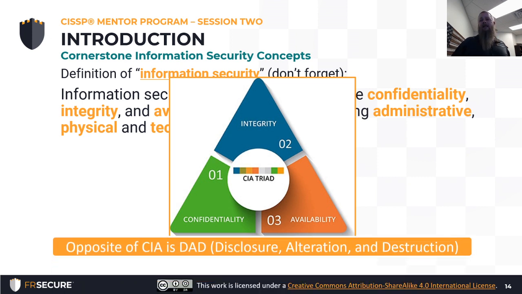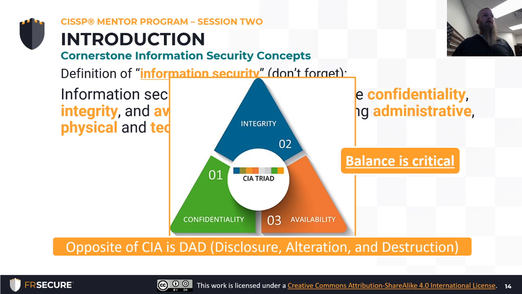The opposite of CIA is DAD, or disclosure, alteration, and destruction. So, the opposite of confidentiality is disclosure, unauthorized disclosure. And then integrity is alteration. Now we're going to get to two different types of integrity: data integrity and system integrity. It's alteration. Unauthorized alteration of either one of those is the A in DAD, and then destruction.